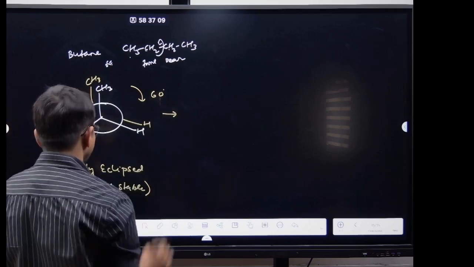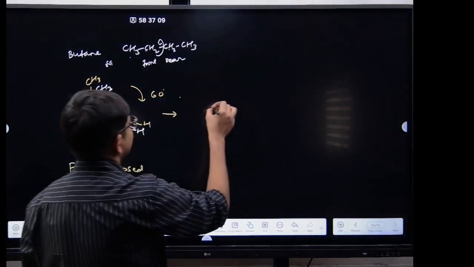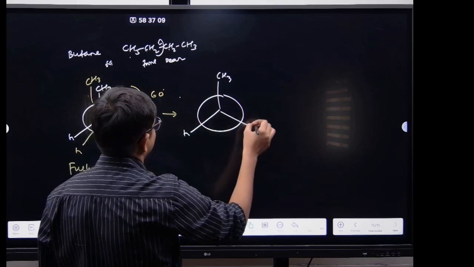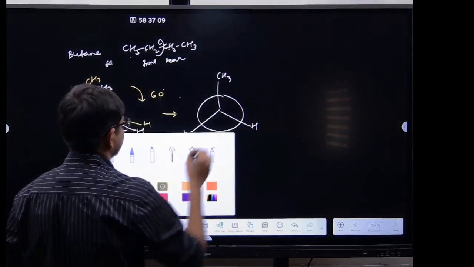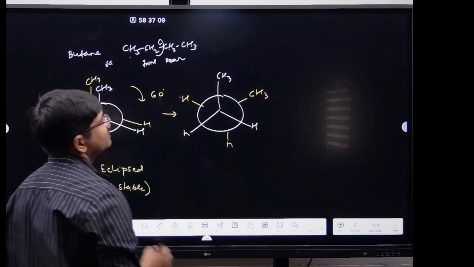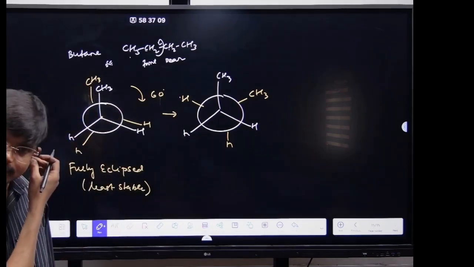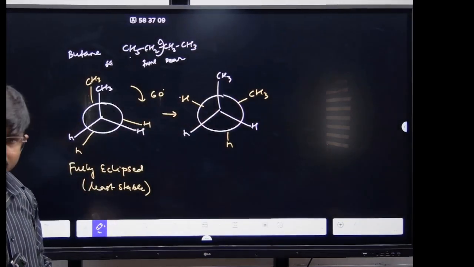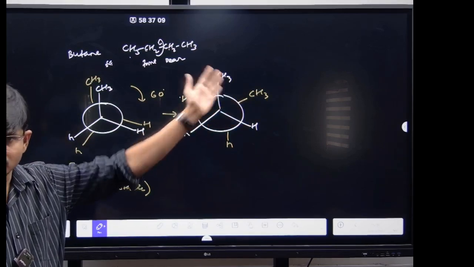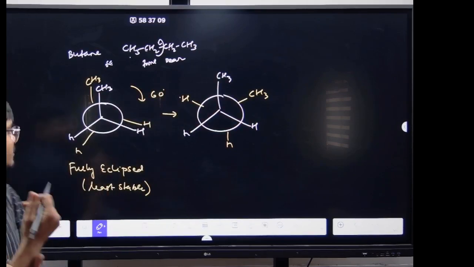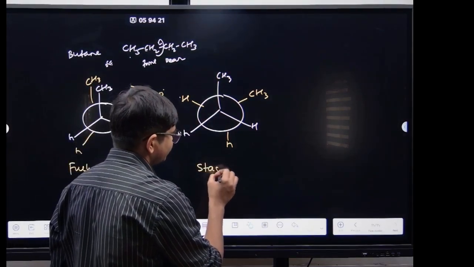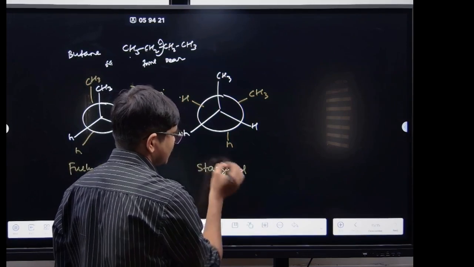See here, it will look like this one. You have the CH3, you have the hydrogen, and this CH3 will go here, and you have the hydrogen. You see the theta is basically 60 degrees, right? Got it. The bond has been rotated. So the bonds are not just behind the bond; it has tilted a little. So this is basically one that is not fully eclipsed, this is a staggered one, partially staggered.